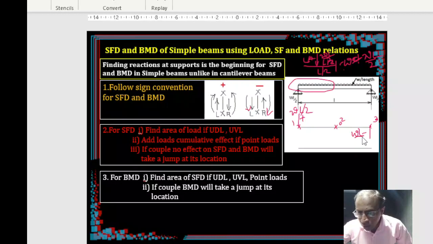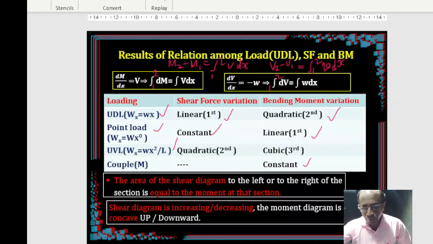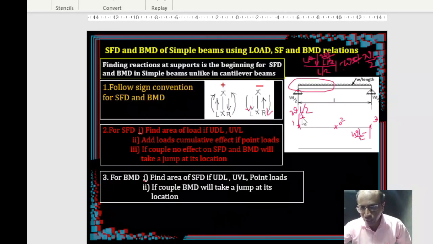Alright, now join all three. That is your shear force diagram. But how to join, whether it is a straight line or a curved line? We already told in the table before, when there is a UDL, your shear force is going to be a linear variation. So now you can use that relationship. I have to join all three points by a linear line. Here is WL by 2, first join to 0, and then again join to this point, finish. This is your SFD.